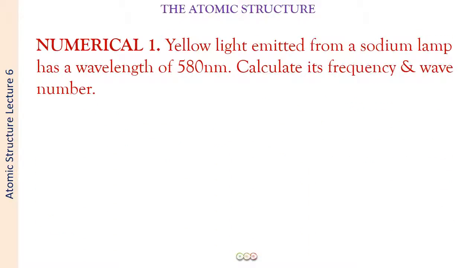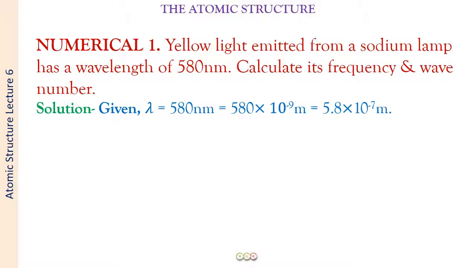So now let us do one or two numericals based on the frequency and wavelength relationship that we have done. We have done that frequency is equal to c by lambda. The first numerical says that yellow light emitted from a sodium lamp has a wavelength of 580 nanometer. You have to calculate the frequency and the wave number.